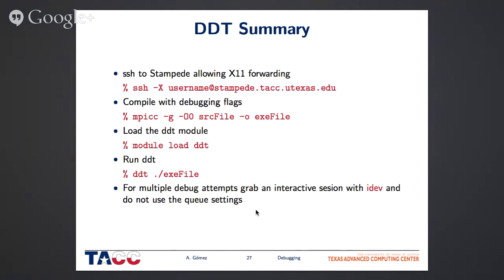So as a summary of DDT, all you have to do to use DDT on Stampede is connect with X11 forwarding, so SSH -X or -Y. Then you compile your code, in this case with mpicc -g -O0. You load the DDT module with module load ddt, and then just run DDT on the login node. That's it.